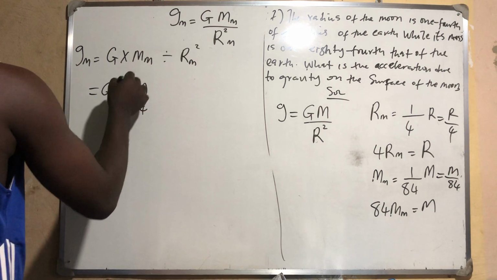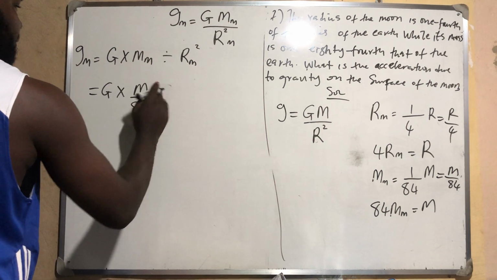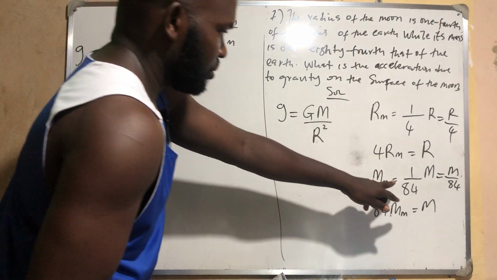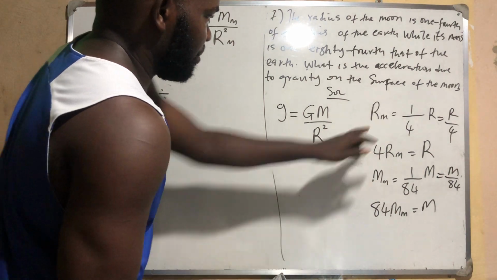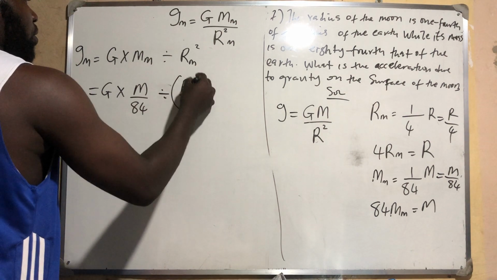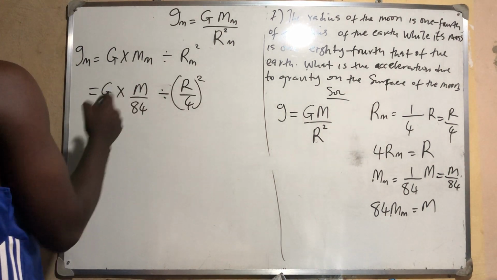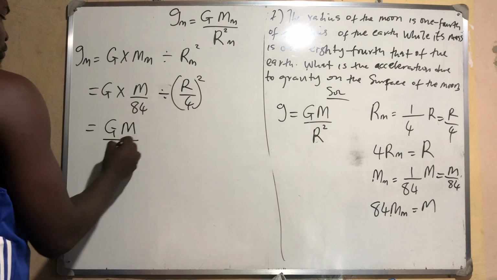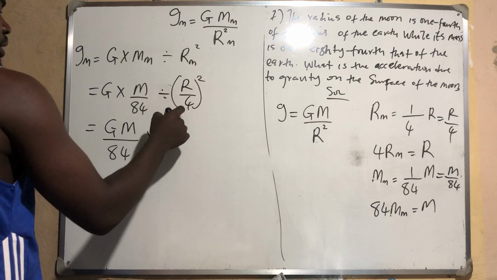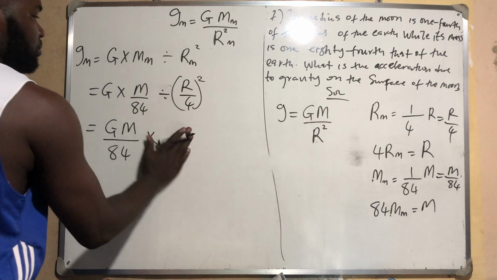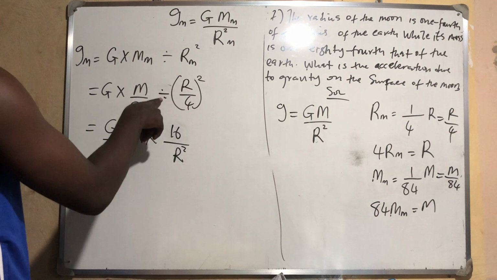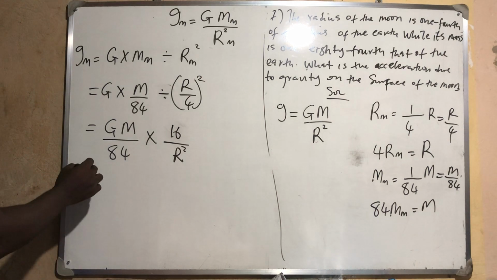So what do I have now? I have GM/84 times this one turned upside down. 4 squared is 4 times 4, which is 16, over R squared. They turned upside down because I've changed division to multiplication.